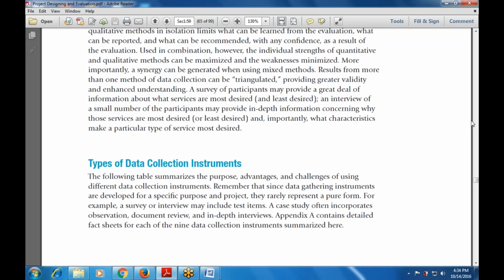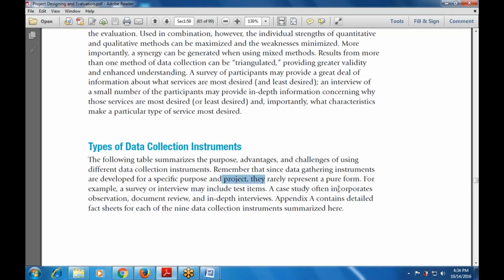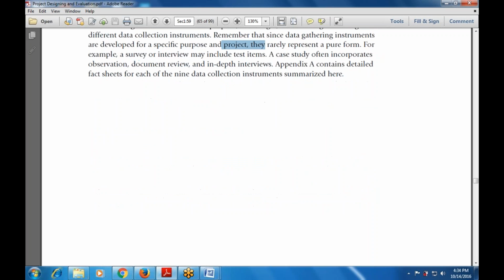Remember that since data gathering instruments are developed for a specific purpose and project, they rarely represent a pure form. For example, when we talk about the survey or the interview, that includes test items, how we can judge, how we can test. And a case study often incorporates observations, document review, and in-depth interviews. Then Appendix A, after this one, contains a detailed fact sheet for each of the 9 data collection instruments used.